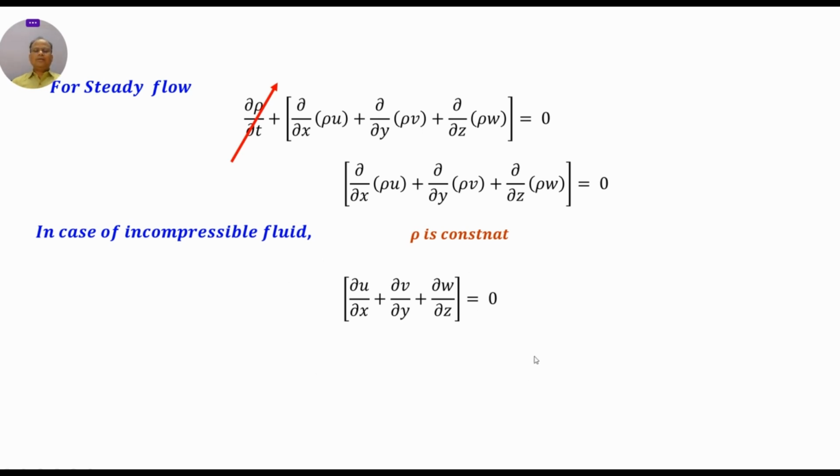Here we are considering all 3 dimensions. Suppose the fluid is flowing in 2 dimensions, then any one of the directions we can cancel out. So for the 2-dimensional flow, the equation will be ∂u/∂x plus ∂v/∂y, that is equal to 0.